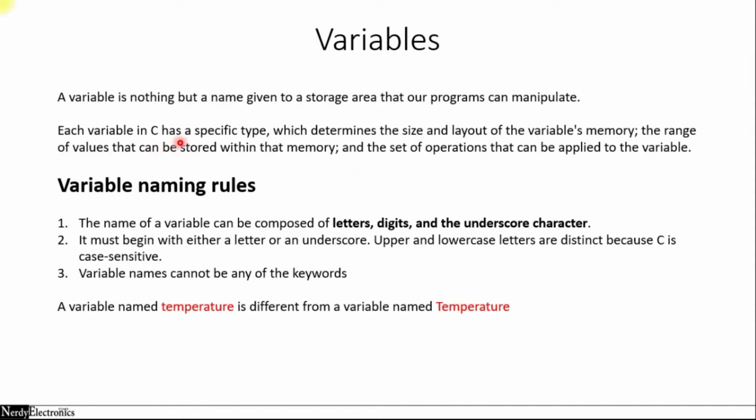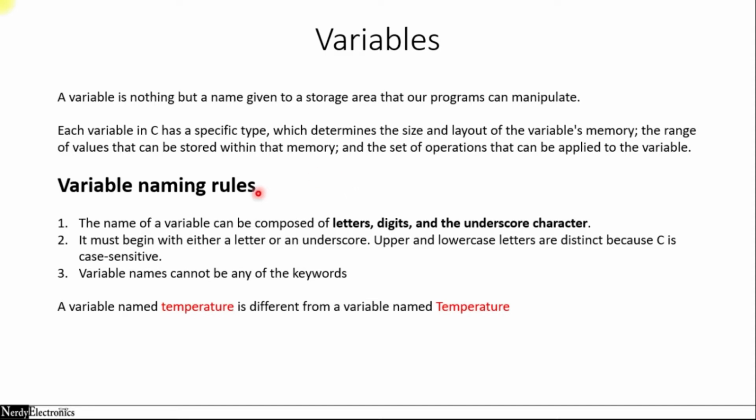Each variable in C has a specific type which determines the size and layout of the variable's memory, the range and the values that can be stored in that memory location. For example, if a particular data type allows a maximum value of 255, we cannot store 256 in that location. The maximum value that we can store is 255. If we need to store values above 255, we'll have to go for another data type which allows those values.